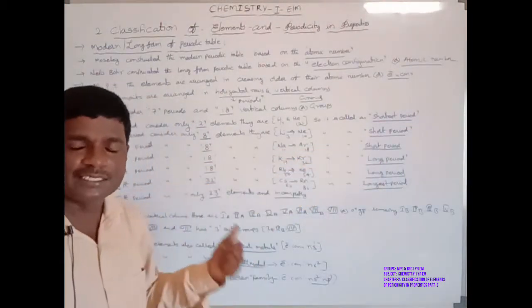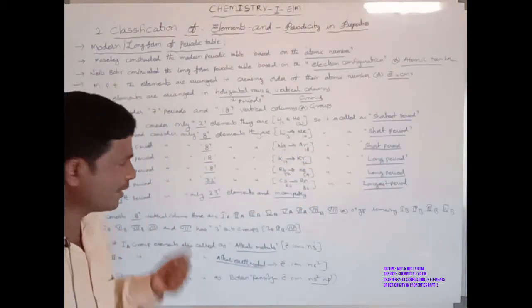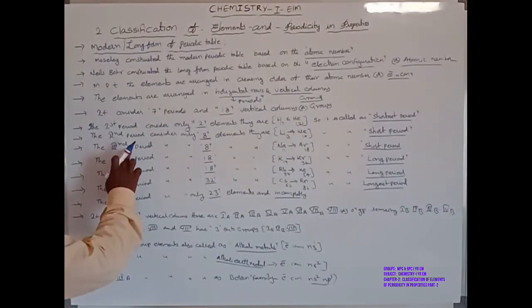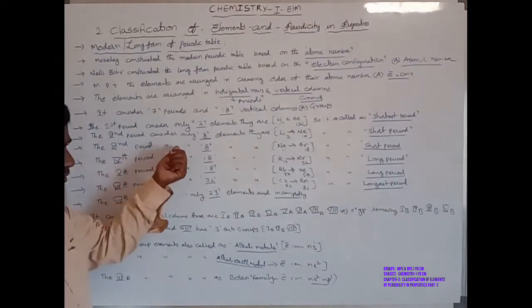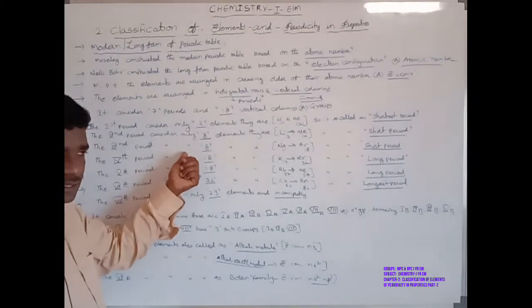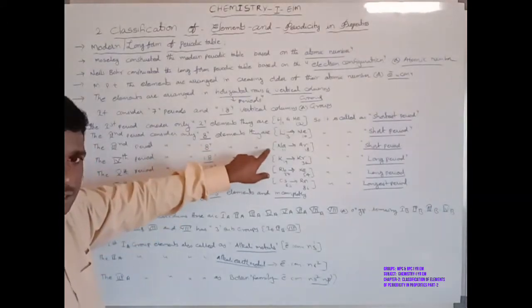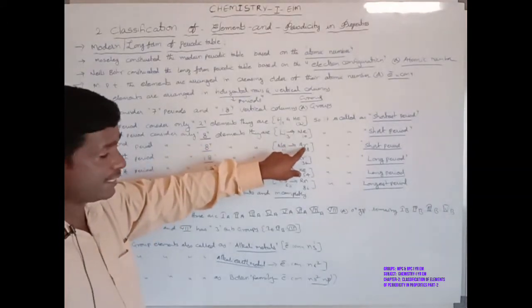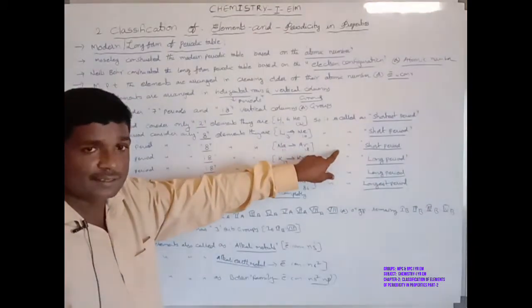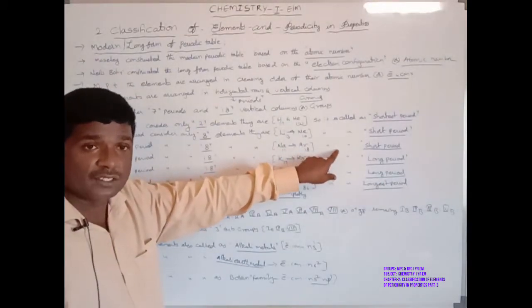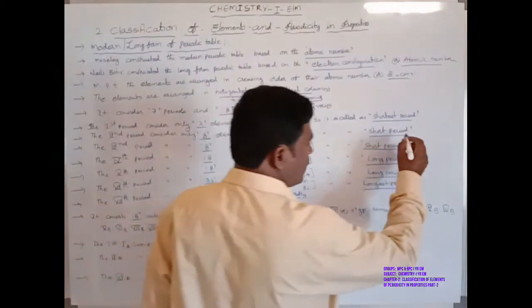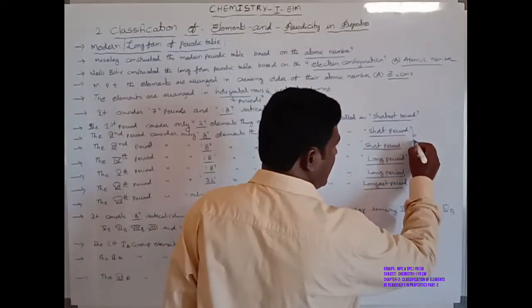Which period? The second period. Remaining, the third period. The third period consists of only 8 elements, starting with sodium to argon. Totally 8 elements are present in the third period. So it is also called a short period.